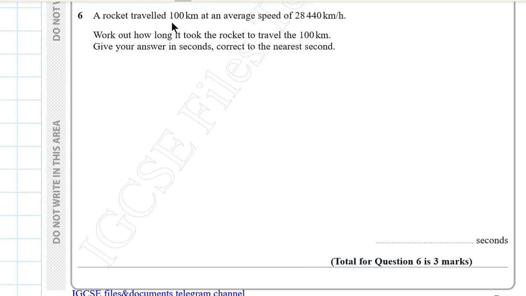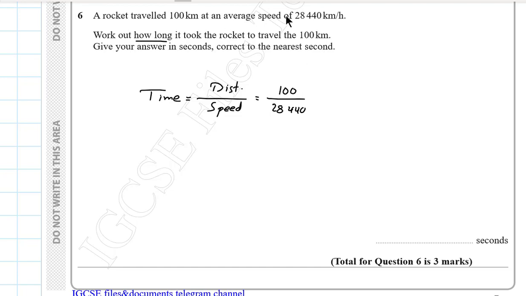6. A rocket traveled 100 km at an average speed of 28,440 km per hour, okay? Work out how long it took the rocket to travel the 100 km. How long, which means that the question asks about time, and of course we know that the time equals distance divided by speed, right? So we can write the distance with 100 km, okay, and the speed is 28,440 kilometer per hour, okay?